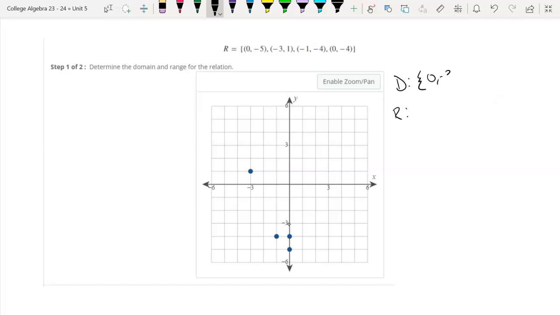So the domain would be 0, negative 3, negative 1, 0. The range would be negative 5, 1, negative 4. And you don't have to list negative 4 twice. You just list it one time. Is this a function? The answer would be no, because if you look at these 2 points down here at the bottom, they're on the same vertical line, which is not what we want.